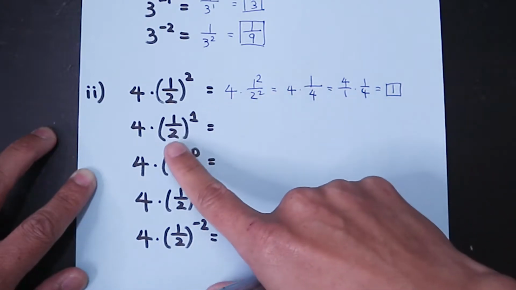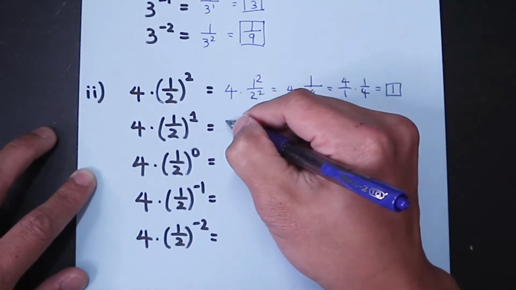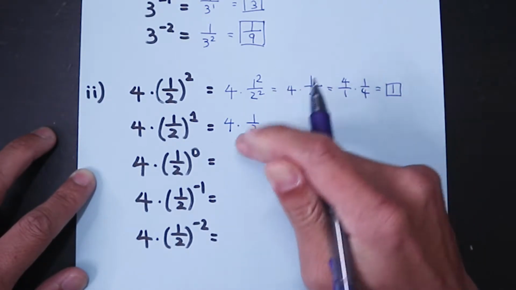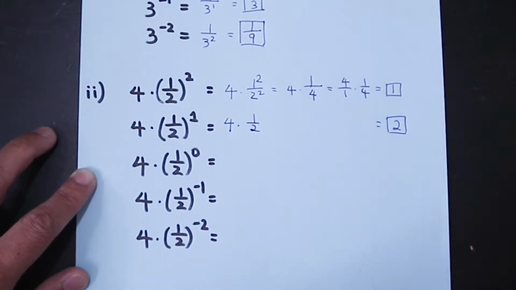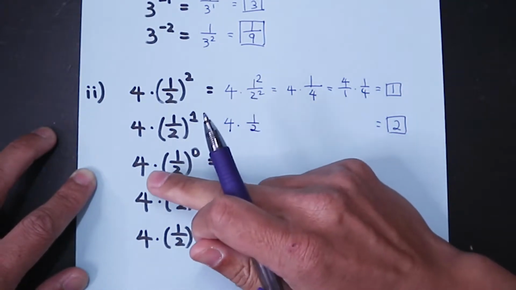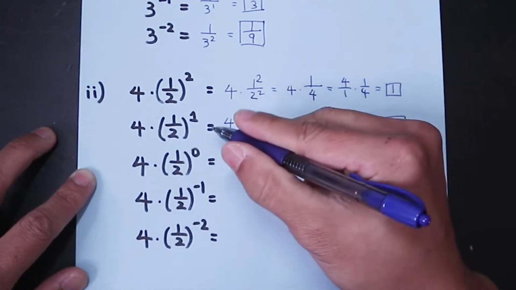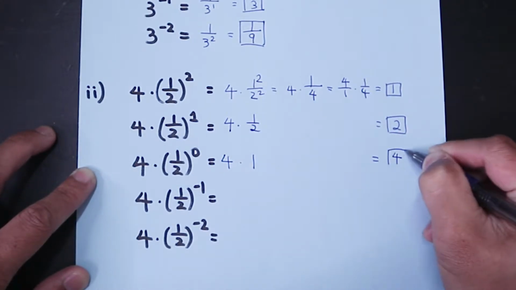Well, moving on to the next problem. So 4 times 1/2 to the first power. Anything to the first power is itself. So that means just 4 times 1/2. Half of 4 is going to get you 2, so your final answer is 2. Then the next problem, 4 times 1/2 to the 0 power. A number to the 0 power is always 1. So 4 times 1, which is just 4.